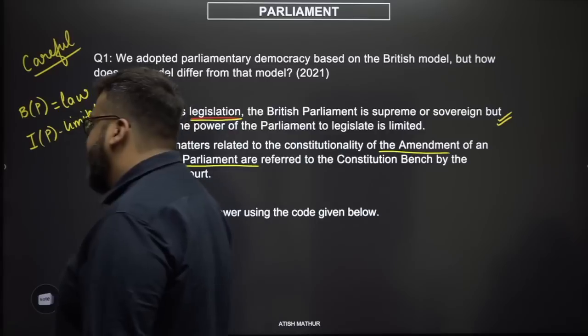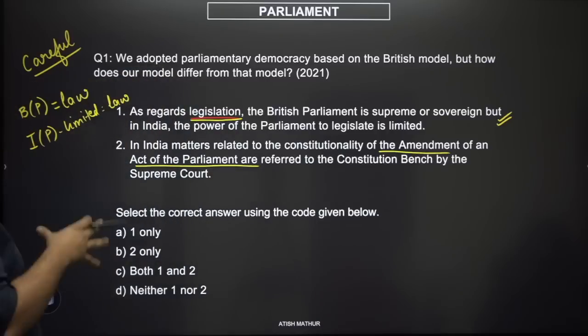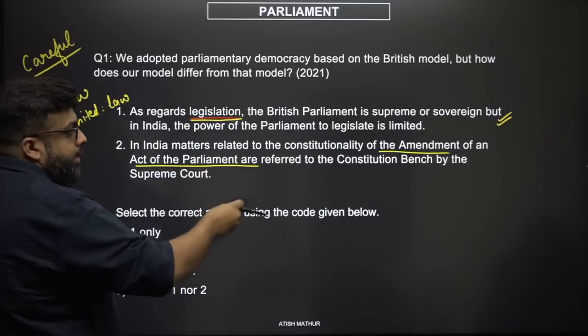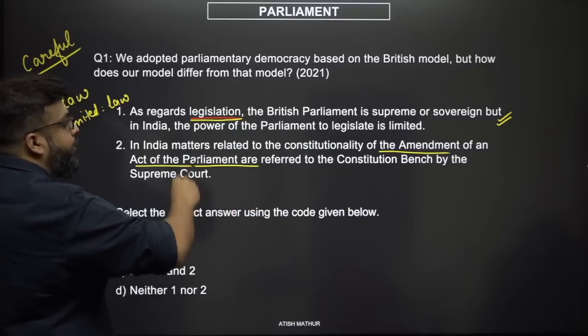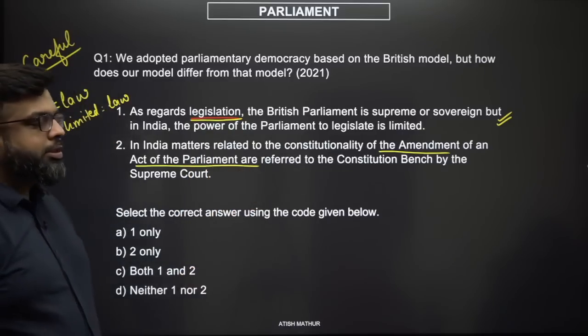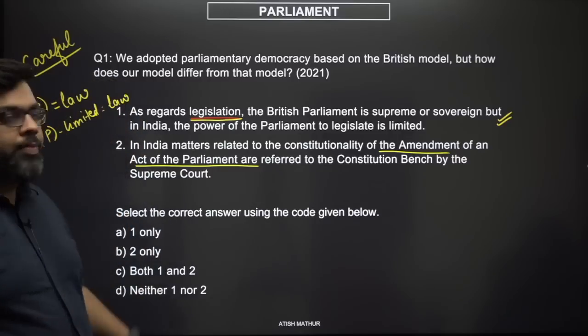Now let's come to the second statement. In India, matters relating to the constitutionality of the amendment of an act of the Parliament are referred to the Constitution Bench by the Supreme Court.